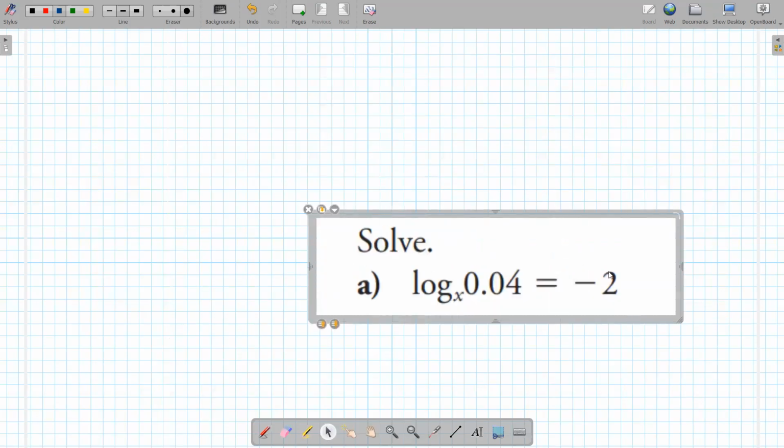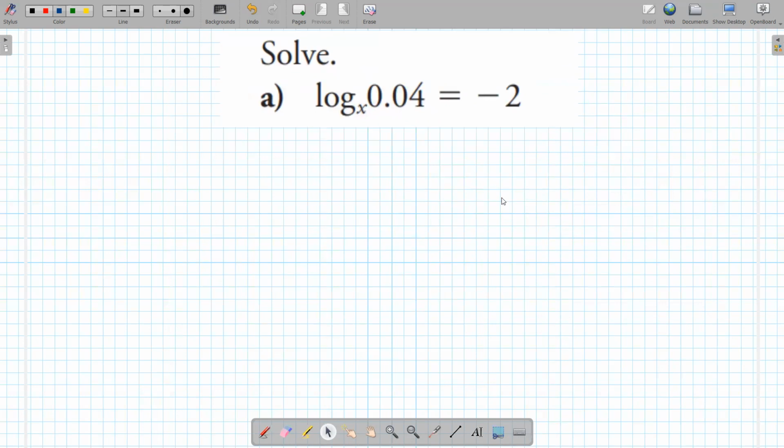Remember going from a log into an exponential, right? This is the idea. Log b, again, it's going to be like this. This is the bread and butter. So here we're in log form. How do you go into an exponential form? You're going to use the formula on the left side to go from a log into an exponential. x to the power of minus 2 equals 0.04. That's right.